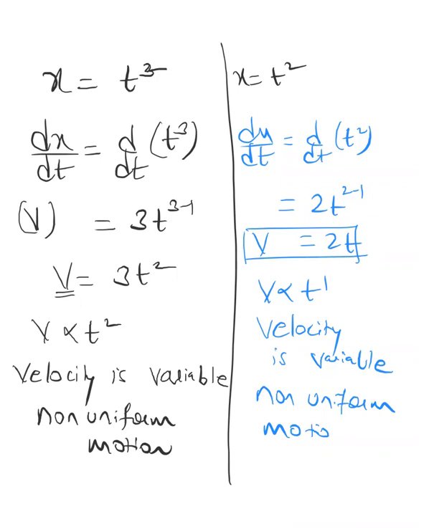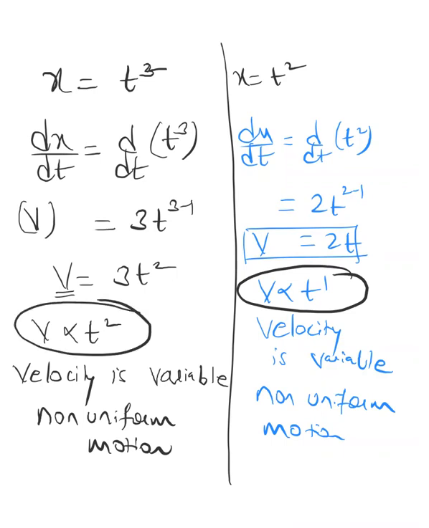But both are different. How are both different? Here velocity is varying with time power 1. Here velocity is varying with time power 2. If you draw one velocity time graph for this type of motion, the graph will look like this. I will tell you how.